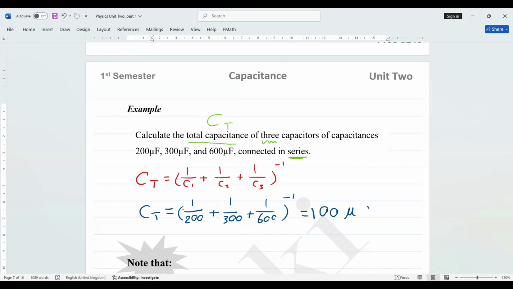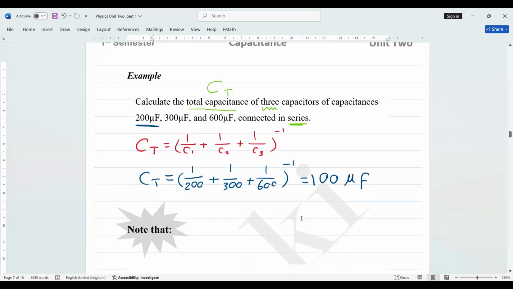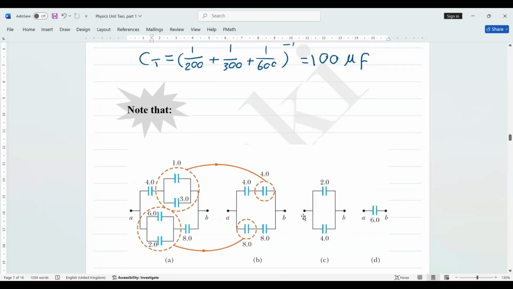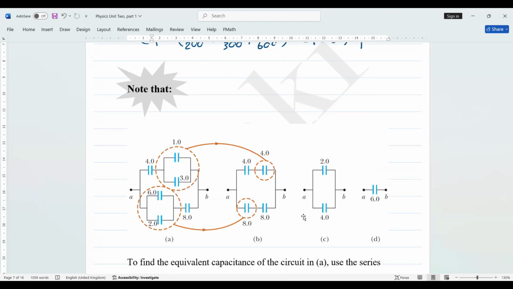Note that the total capacitance is less than the smallest capacitor. Look, the smallest capacitance is 200, but here the total capacitance is 100. So the total capacitance in series is less than the capacitance of the smallest capacitor. Now, if we have many combinations like this, we have to calculate the parallel ones first and then combine them like this if they are more complicated, to find the equivalent capacitance.